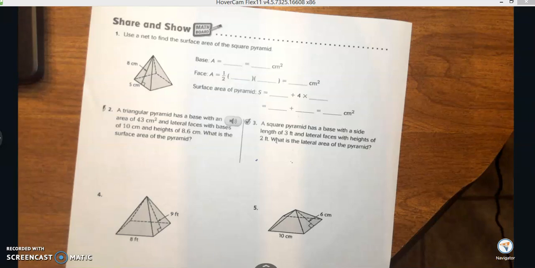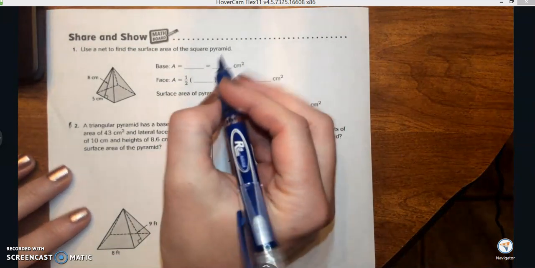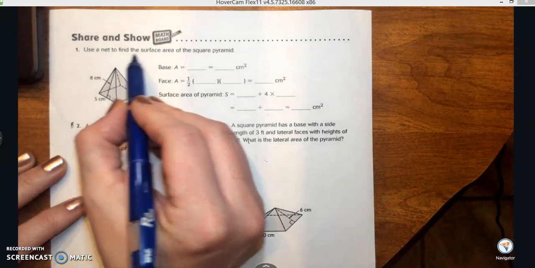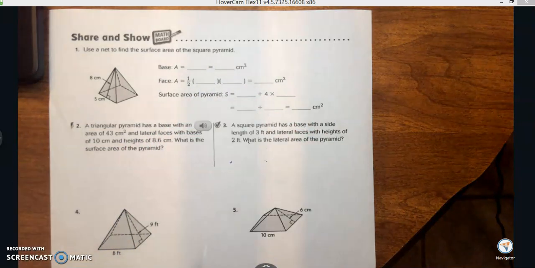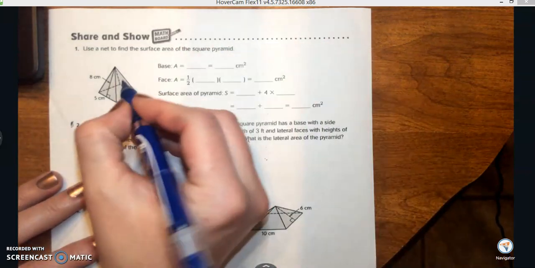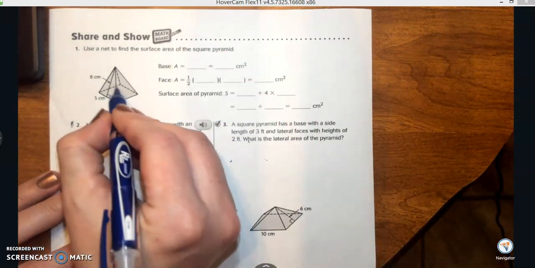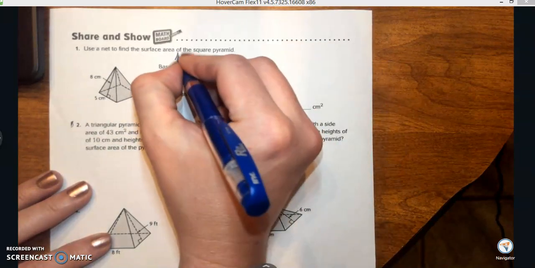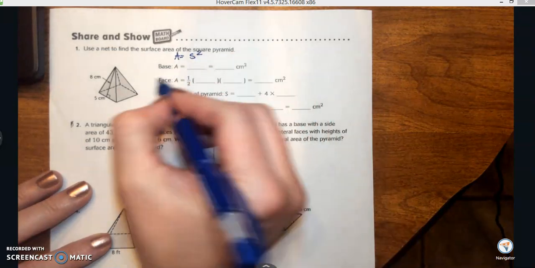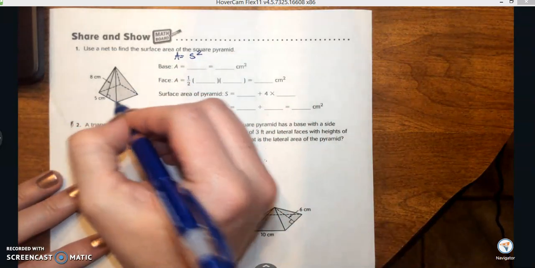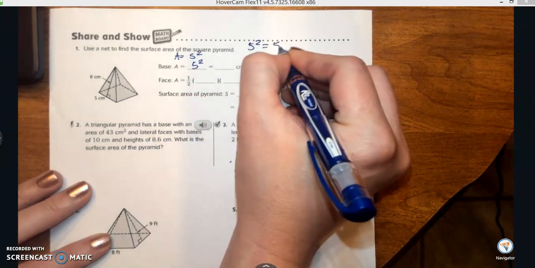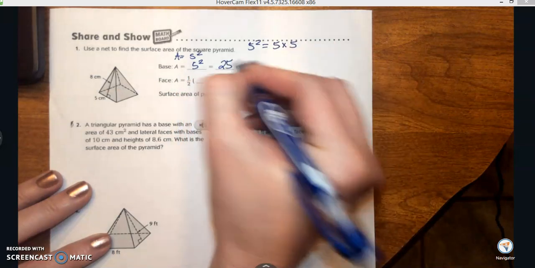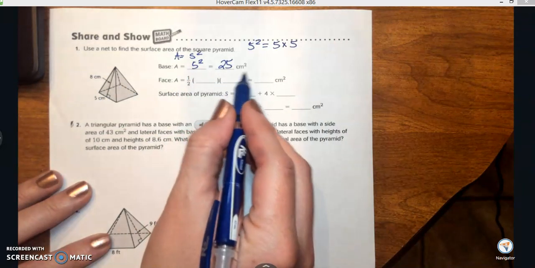Alright, so let's look at a few more examples of that. Okay, so we're going to use a net to find the surface area of the square pyramid. So we have a square pyramid. So the base, remember our formula when we're dealing with a square base, because our base is a square, is area equals s squared. So each side of the base is 5. So we're saying 5 squared. And remember, 5 squared means 5 times 5. So here, this would be 25 centimeters. So the base of the square is 25 centimeters squared.